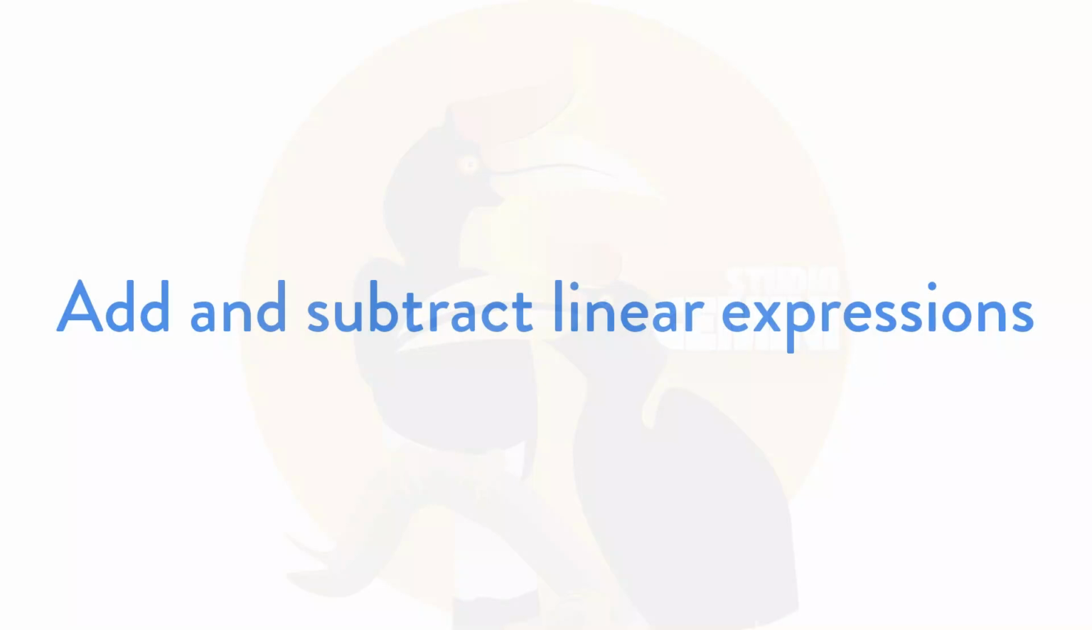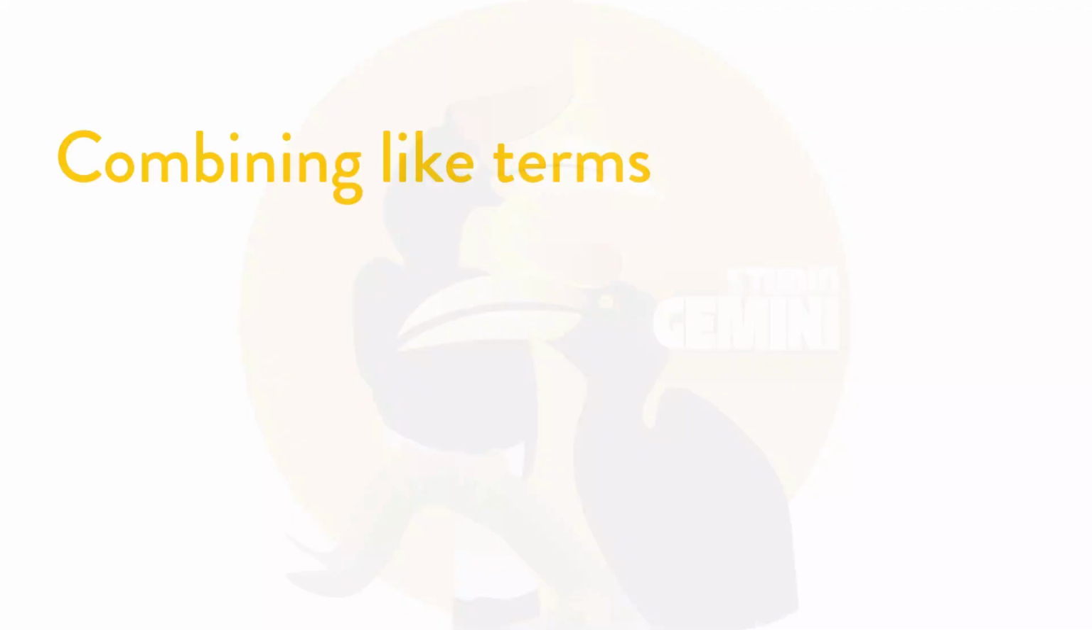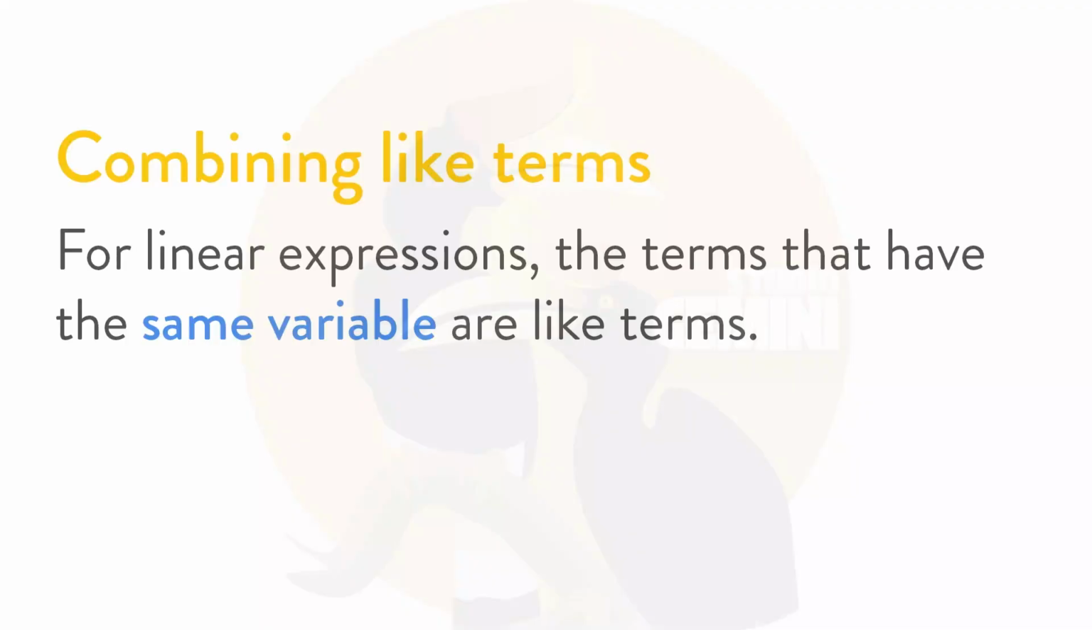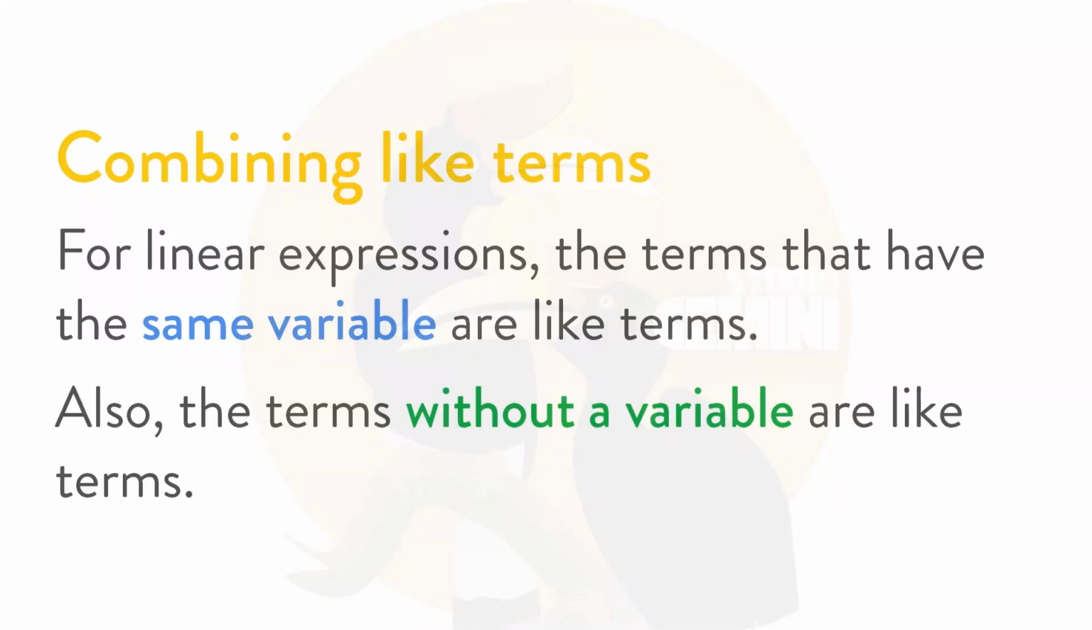To help us add and subtract expressions, let's first review two ways to simplify expressions. First is combining like terms. For linear expressions, the terms that have the same variable are like terms. Also, the terms without a variable are like terms. Like terms can be combined into a single term.